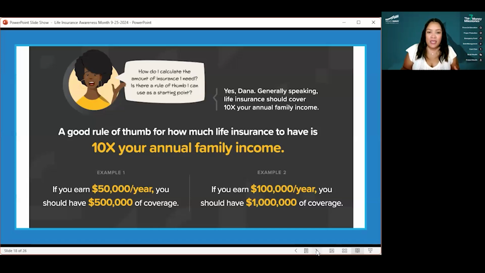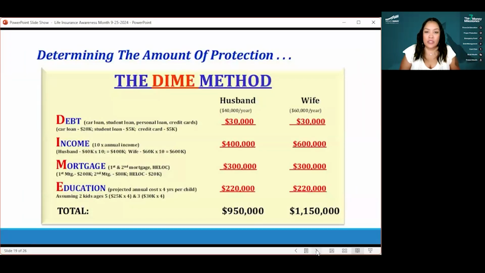Now, that doesn't mean your $500,000 policy has to be all permanent. It could be term. A good portion of that could be term policy because that's the cheaper route. And maybe a smaller portion of that can be permanent. I usually like to blend both to meet that insurable need. Another calculation that we use to calculate how much life insurance you should have is called the DIME method. This is when we actually factor in your actual financial situation. We look at your debts.